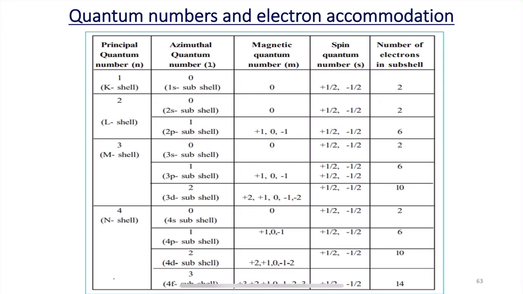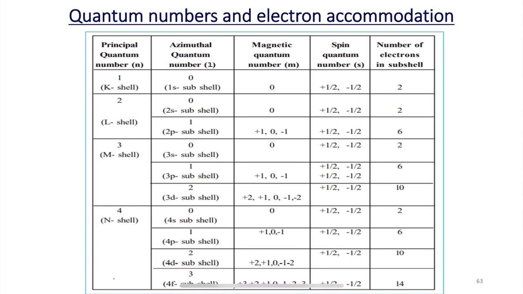since 2 electrons are the possible chance of accommodating in these K, L, M, N shells, it will have 2 electrons in a subshell. So that is why the spin quantum number can either be plus half or minus half. So this is how we understand the quantum numbers and electron accommodation.